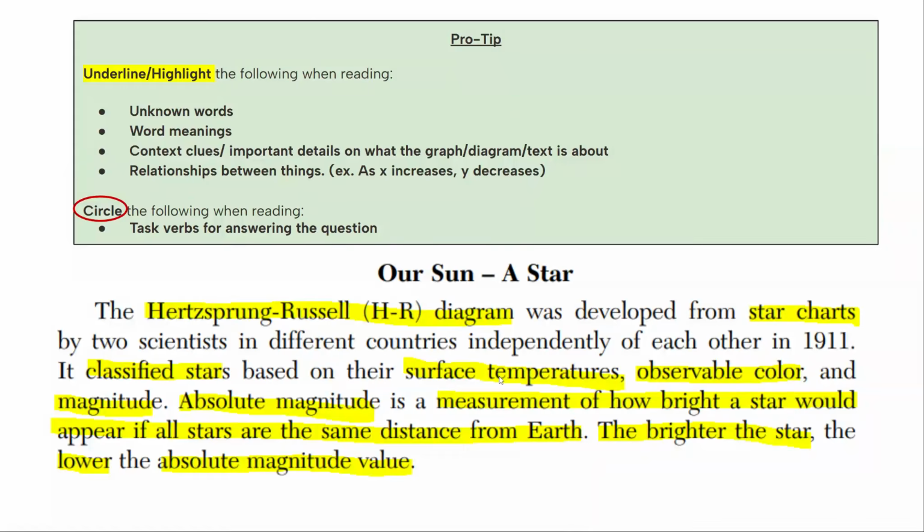Okay, so now I can go back and know that the HR diagram must be about stars. It must have information on the star's temperature, its observable color, and how bright the star is.